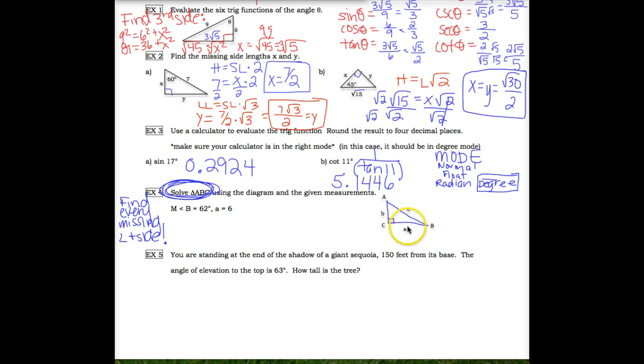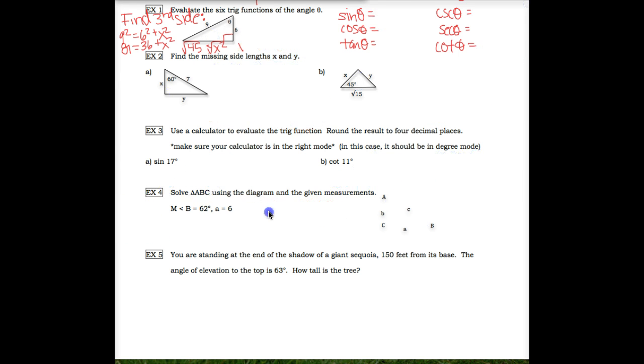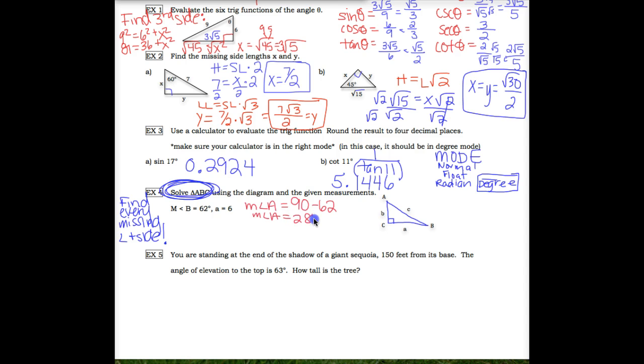So, first thing I'm going to do, even though it's not stated, you don't have to state that angle C is 90 degrees because that is marked. But I do need to find angle A. So I know that if this is a right triangle, the measure of angle A has to be 90 take away the 62. So the measure of angle A is going to be 28 degrees.